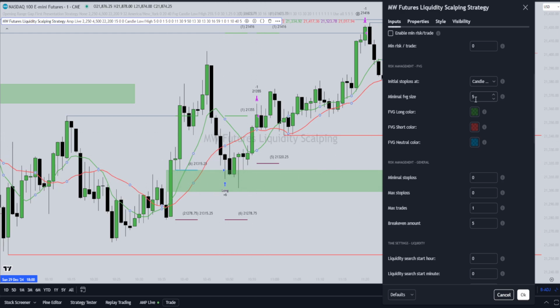So this is a filter criteria that you yourself, for your own strategy, can fill in. On NQ, I have set it to the default of 5 because 5 is a nice, decent fair value gap, which gives you plenty of room to have a little bit of drawdown and take your trade.